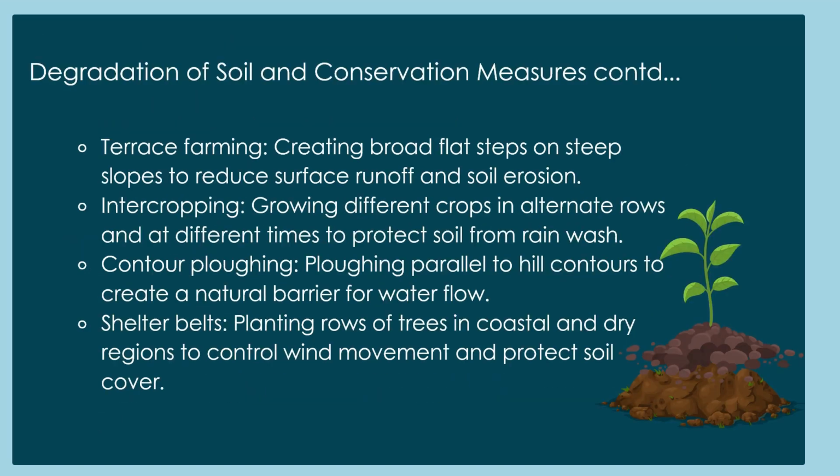Next one is terrace farming. Creating broad flat steps on the steep slopes to reduce surface runoff and soil erosion. Intercropping, growing different crops in alternate rows and at different times to protect soil from rainwash. Contour plowing, plowing parallel to hill contours to create a natural barrier for water flow. Then shelter belts, planting rows of trees in coastal and dry regions to control wind movement and protect soil cover.